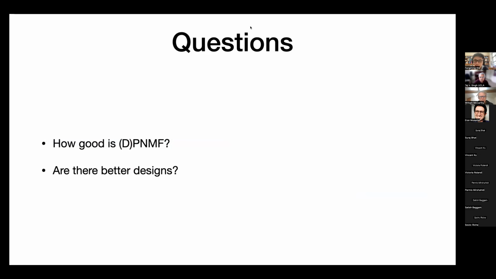One thing is to experimentally reproduce these results by applying it to the whole mouse brain. That's what my experimental colleague is working on. On the other hand, from the computational front, I was wondering how good exactly this DPNMF-based projection is in absolute terms, and whether there are any better designs than this existing one.